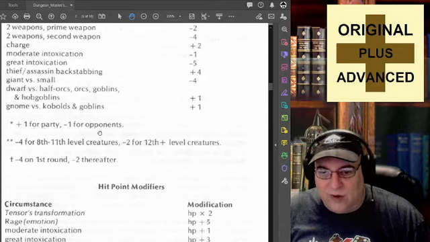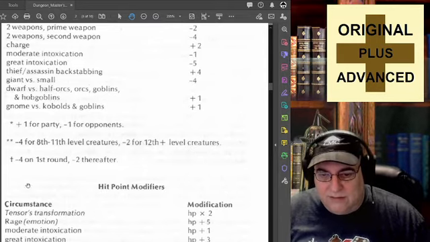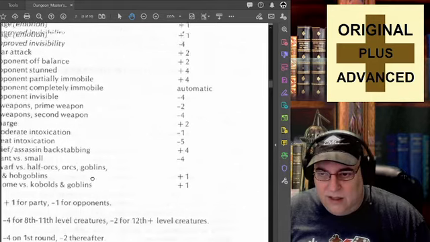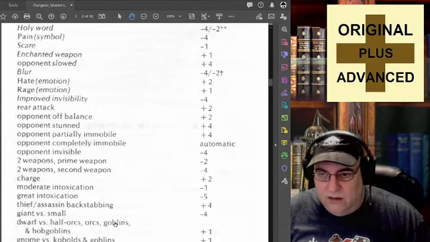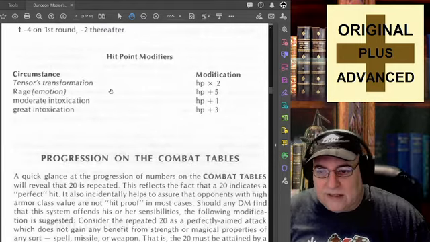Asterisks, so a little more information down the bottom because they change depending on the level of the creature or opponents. This one here, what was that from? Oh, for blur. Okay. Then you've got some hit point modifiers.